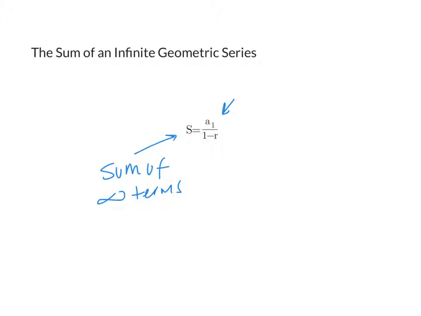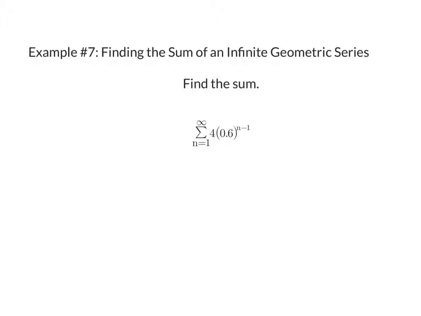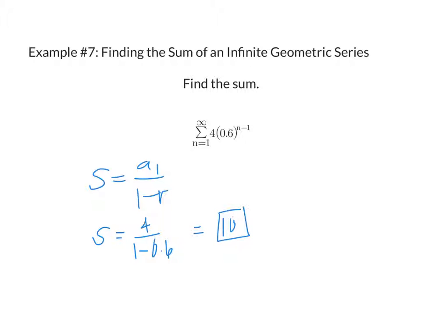A sub 1, again, we know is the first number, and R is our ratio. As far as the math goes, it's actually a lot simpler and quicker to get through. So let's take a look at our problem. This is the sum from 1 to infinity of 4 times 0.6 to the n minus 1 power. Our sum formula, again, is A sub 1 over 1 minus R. So S equals 4 over 1 minus 0.6, which, if you put that in, you will get 10 exactly as your answer.